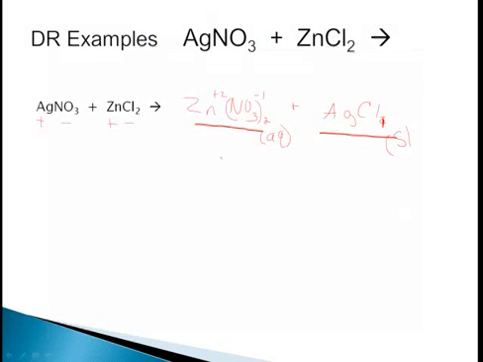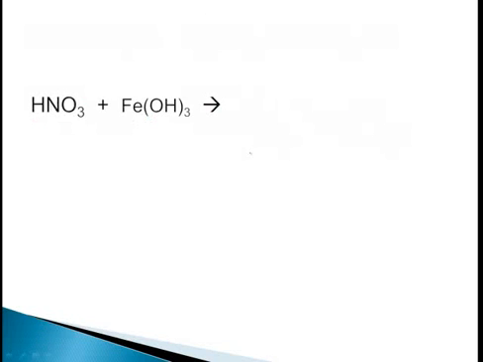Because the reaction will occur, I need to finish and balance this. Because I have 2 chlorines here, I'm going to need 2 here, 2 silvers, so we need 2 silvers here, and it looks like everything balances, so voila. Alright, let's do another one.